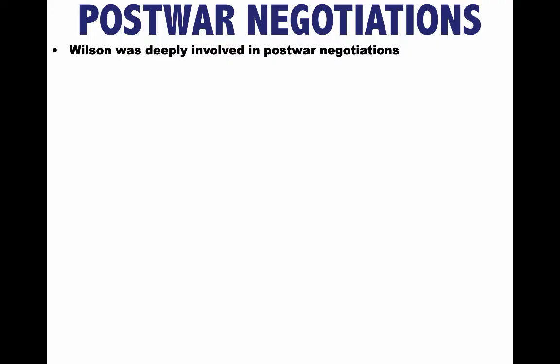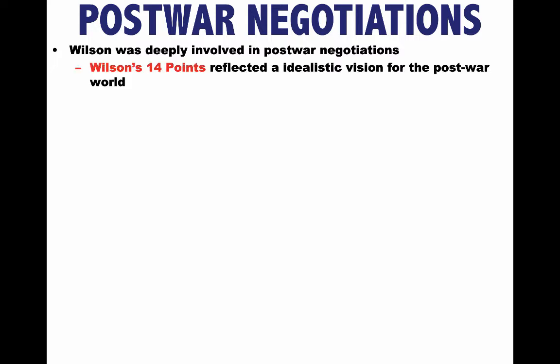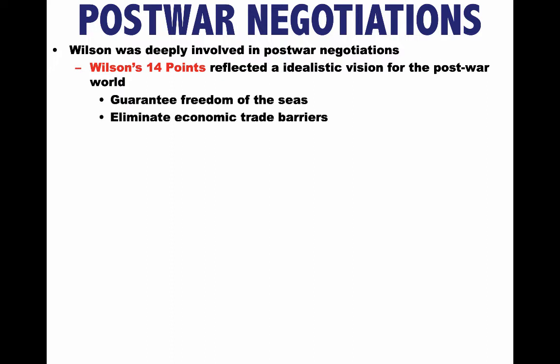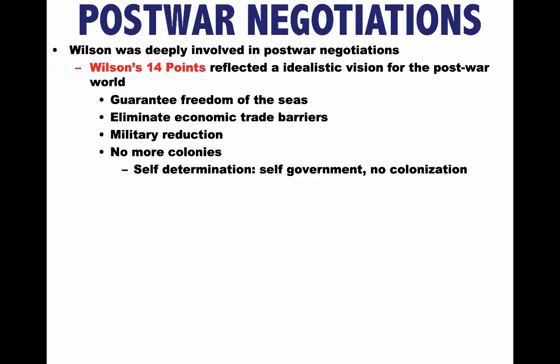Remember, Wilson hoped World War I would be the war to end all wars, and even before he went to Versailles, he had proposed his 14 points. Wilson's 14 points reflected an idealistic vision for the post-war world and were intended to make the goal of a war to end all wars a reality. Amongst the 14 points were calls to guarantee freedom of the seas, eliminate economic trade barriers, military reduction, no more colonies, giving people the right to self-determination, self-government, no colonization, and no more secret treaties.